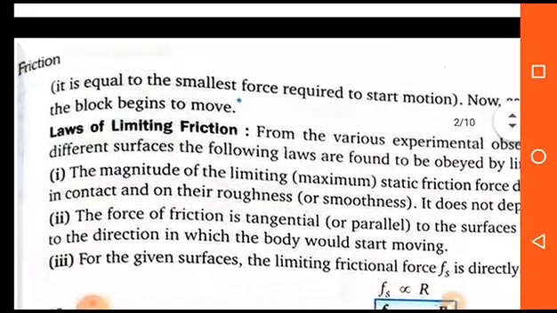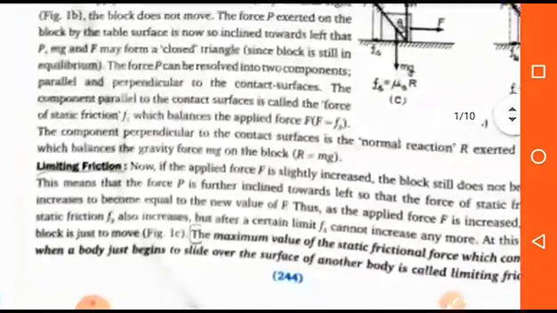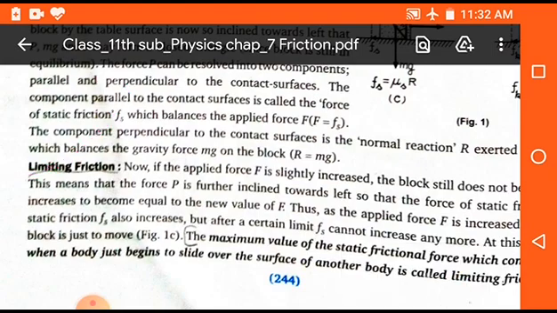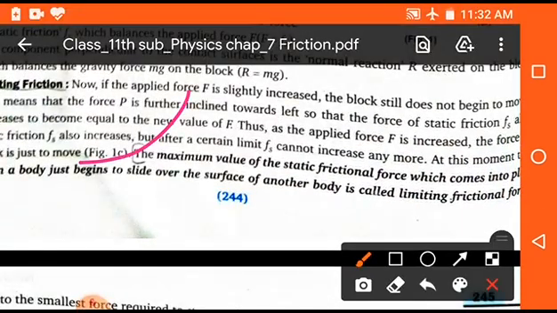Now, student, we will discuss what is limiting friction. Here, limiting friction means there is a frictional force which has a limit. That's why it is called limiting friction. And the proper definition of limiting friction is the maximum value of the static frictional force which comes into play when a body just begins to slide over the surface of another body; it is called limiting frictional force.